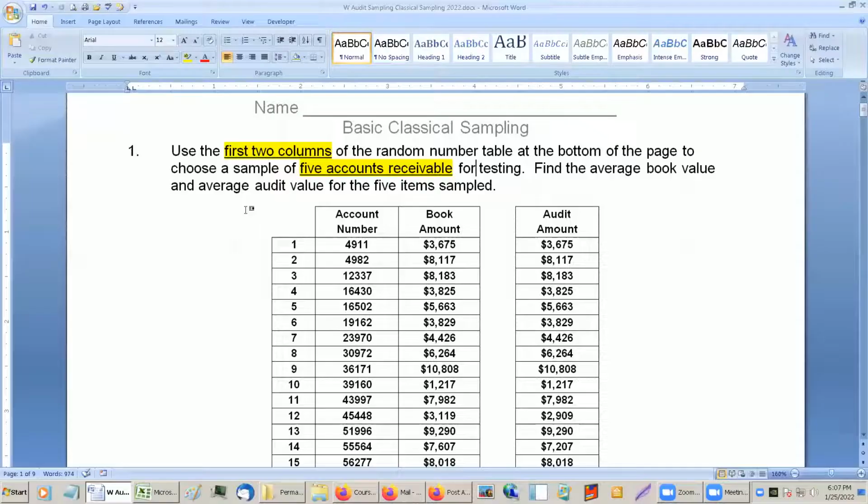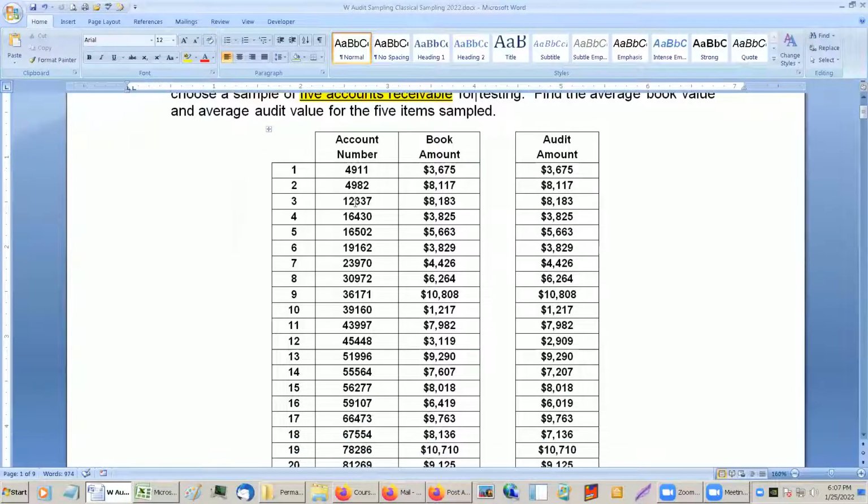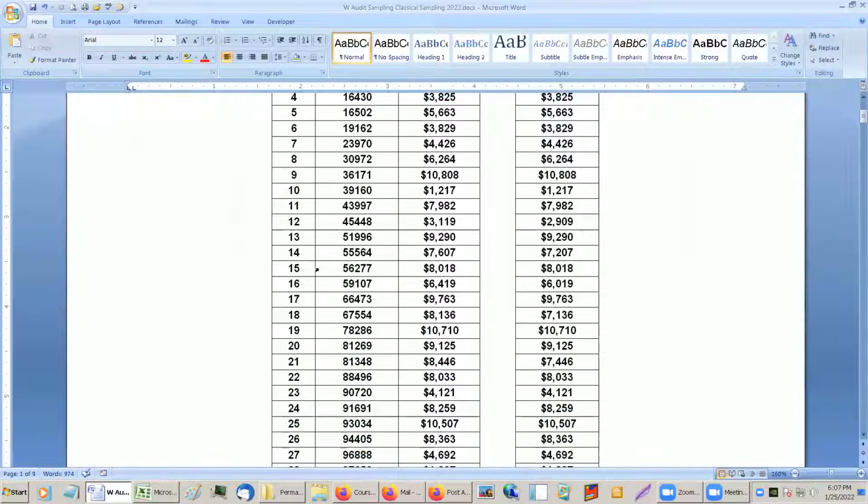But what we're going to do is use this random number table to first choose which ones we're going to test. And then we're going to test and figure out where we're at. Basically, if we were doing an audit, how much will we trust these accounts and the balances and all that kind of stuff. Okay, so getting back to this thing, there are 30 accounts here.